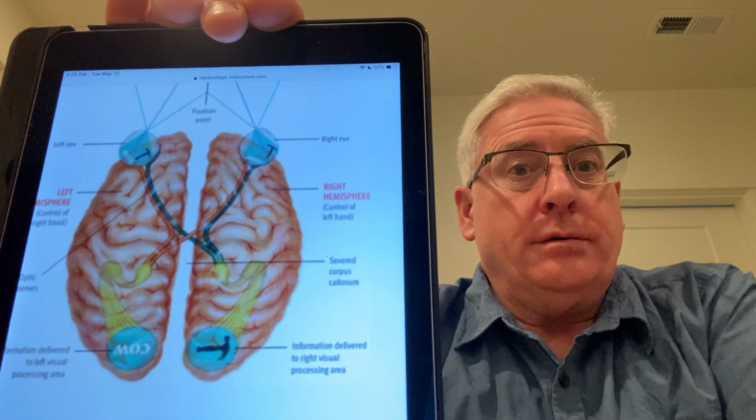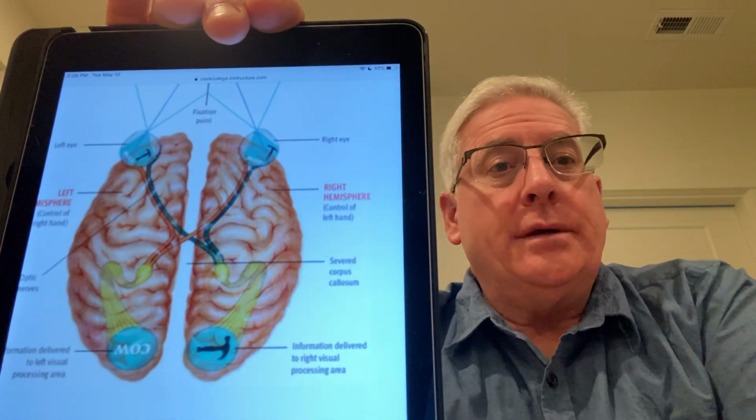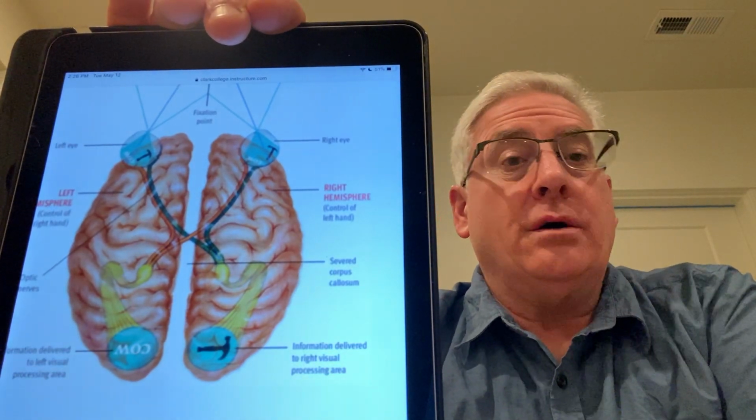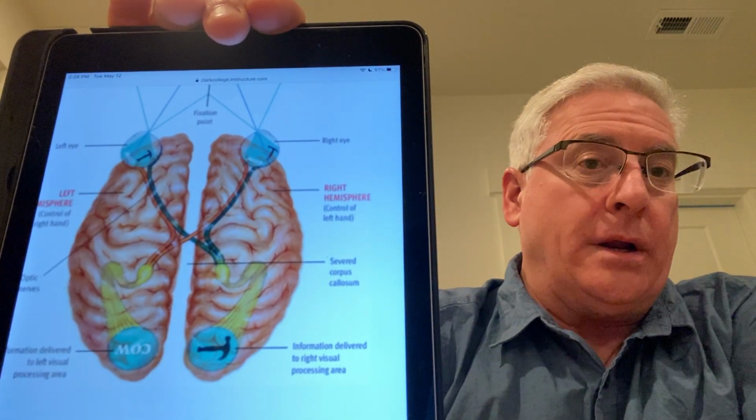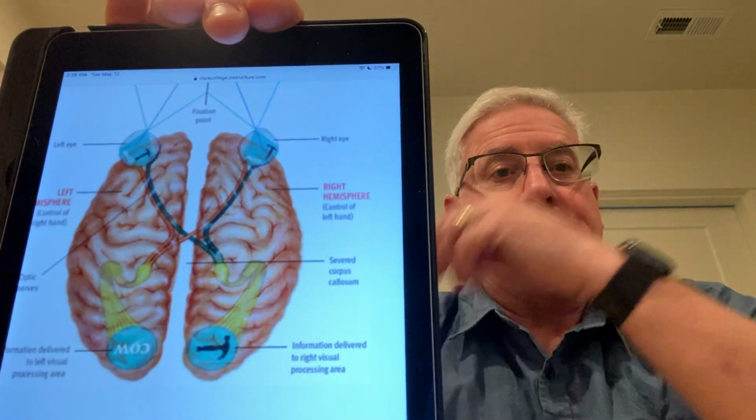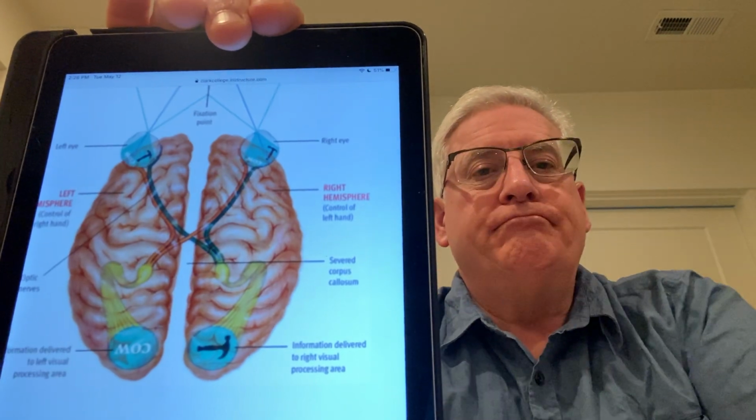Now, of course, the right side of the body is controlled by the left side of the brain, and all of the sensory information from the right side of the body goes to the left side of the brain. So that's a little different there too.